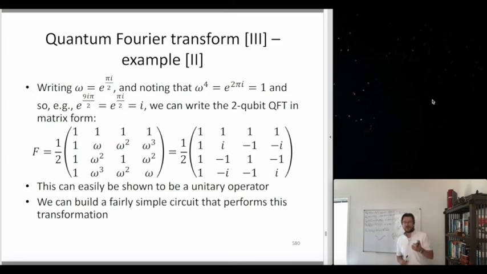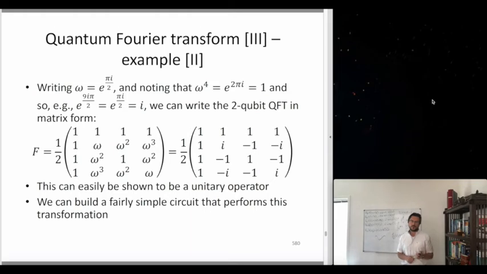And then, noting that omega to the fourth power equals 1, e to the power of 9i pi over 2 is the same as e to the power of i pi over 2, and that equals i. So then you can plug in the results here, and on the right you see the Fourier transform. And this can easily be shown, and again, please feel free to try.